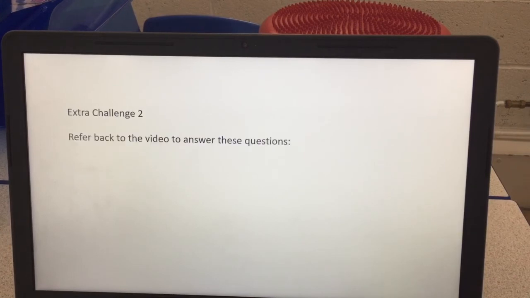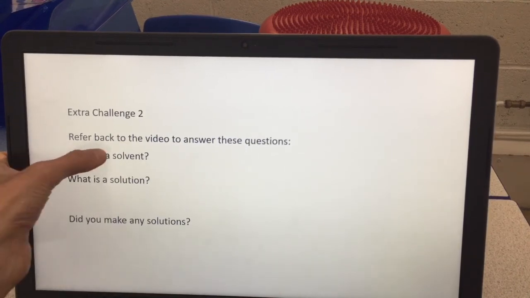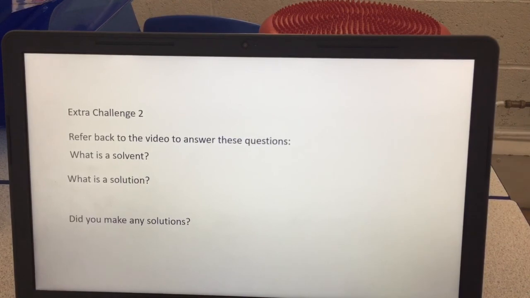Okay. Extra challenge 2. You can go back to the video and answer these questions. What is a solvent? In your own words, can you explain what a solvent is? What is a solution? And when you did your experiment, did you make any solutions? So have a think. Really important that you know the difference between a solvent and a solution. Okay, so keep going back to the video. It's only a short one, so keep referring back to it if you want to.